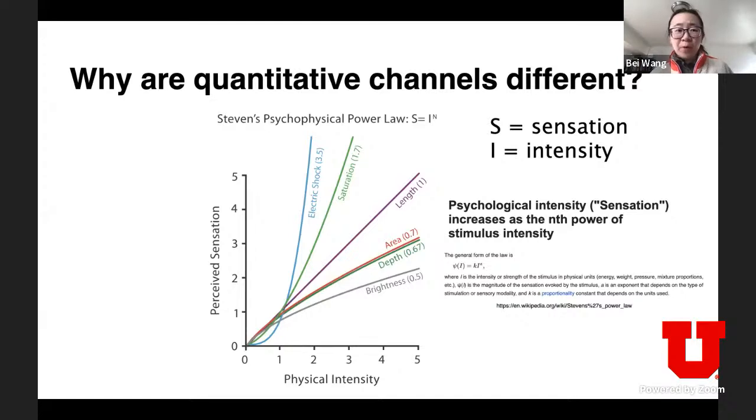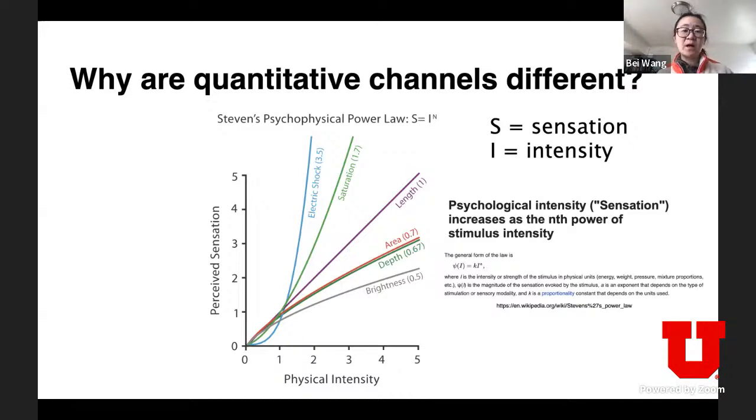There's also what's called Stevens' psychophysical power law, and there's a pretty long article on Wikipedia about this. Essentially, the rule is that the human's psychological intensity, which is what we mean by sensation, increases as the nth power of stimulus intensity. So let's look at this plot and give an example.